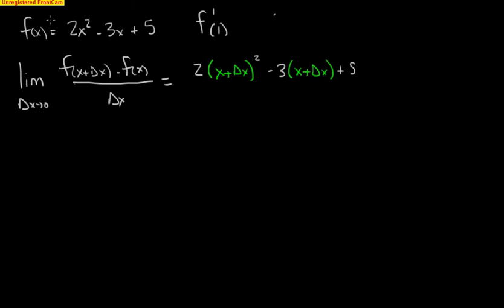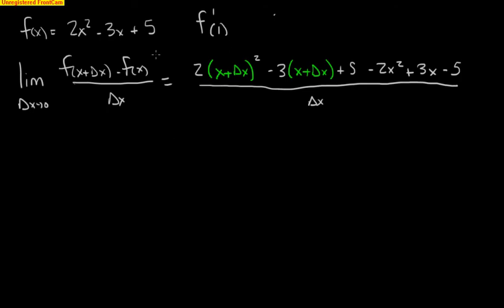And then we're going to subtract the original. When we subtract the original, we're going to flip all the signs here. So it's going to be minus 2x squared plus 3x and minus 5. And this is all over delta x. Alright, so what we have to do now is expand this and distribute this, and then see if things cancel like they're supposed to.